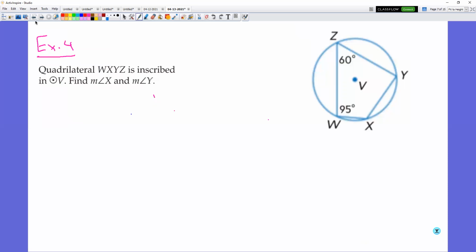All right, and now we have example number 4. And here it says that quadrilateral WXYZ is inscribed in circle V. So we know we have circle V, and they want you to find the measurements of angles X and Y, okay? So in this particular picture, they've already given you angle Z, which is 60 degrees, and they've given you angle W, which is 95 degrees, okay? So go ahead and make sure you have that drawn. I'll give you just a moment, and then we'll start doing it.